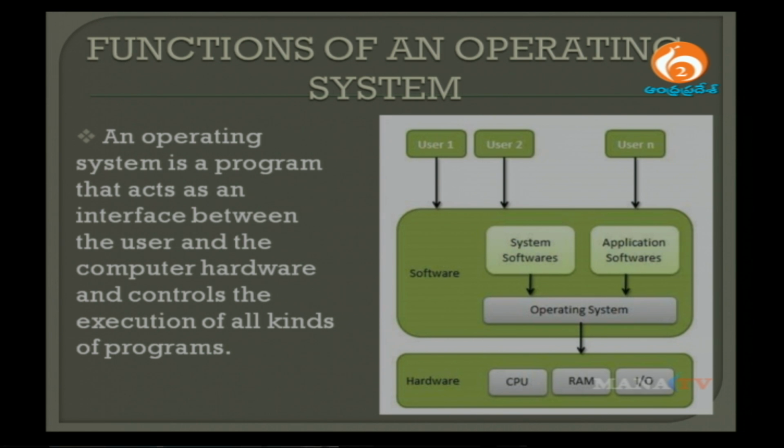But the software, that is the operating system, takes system software and application software, and the operating system gives it to the hardware. When I speak about the hardware, we have the CPU, that is the central processing unit, RAM, random access memory, and I/O. So you have to remember the interface, because users 1, 2, and so many users basically give an input to the system software, that is the operating system.